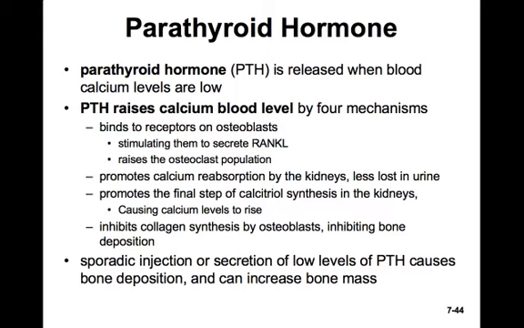Finally, parathyroid hormone inhibits collagen synthesis by the osteoblasts. In this manner, it's inhibiting bone deposition and thus raising calcium levels in the blood because we're not pulling minerals out of the blood. So parathyroid hormone in very low levels can also stimulate bone deposition. So at high levels, we're raising blood calcium and inhibiting bone deposition, thus leaving more calcium in the blood. And at low levels, we'll see that parathyroid hormone can also cause bone deposition and be used to increase bone mass.